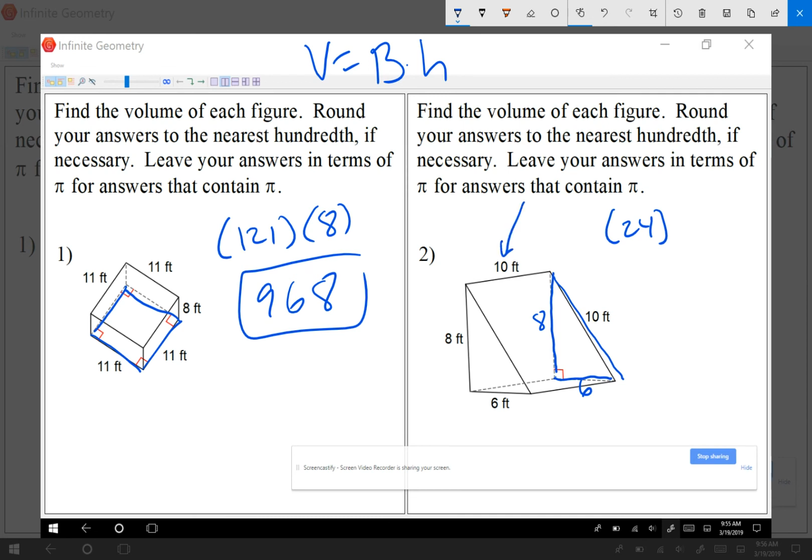The number that has nothing to do with the bases, so the height of this is 10. So for the volume of that prism, 24 times 10, I want to call that 240. Area of the base times the height. There is a 10, this one, I didn't use because I don't need it. Yes. Area of the triangle. I went 8 times 6, but because it's a triangle, divided by 2. Any questions on these two?